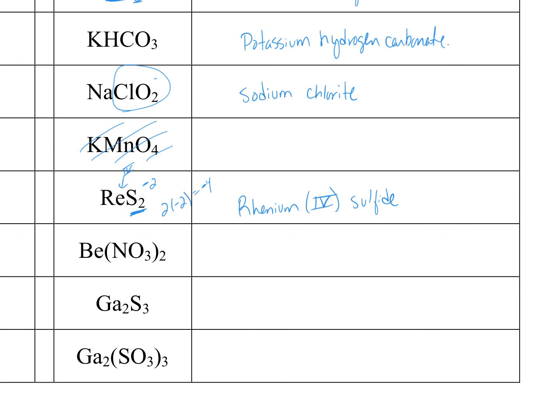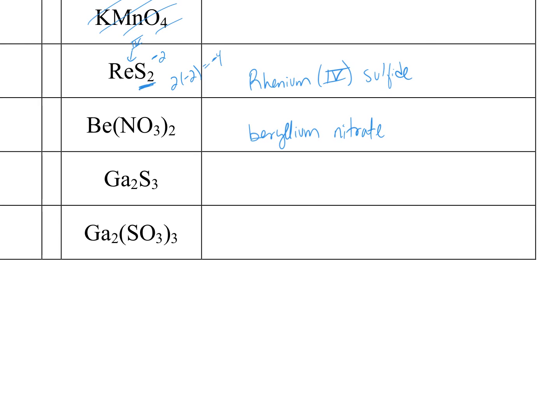Okay, next is beryllium. It's not a transition metal, so we don't have to tell the charge. So beryllium nitrate. Last two. We have gallium sulfide and gallium with SO3 is sulfite.